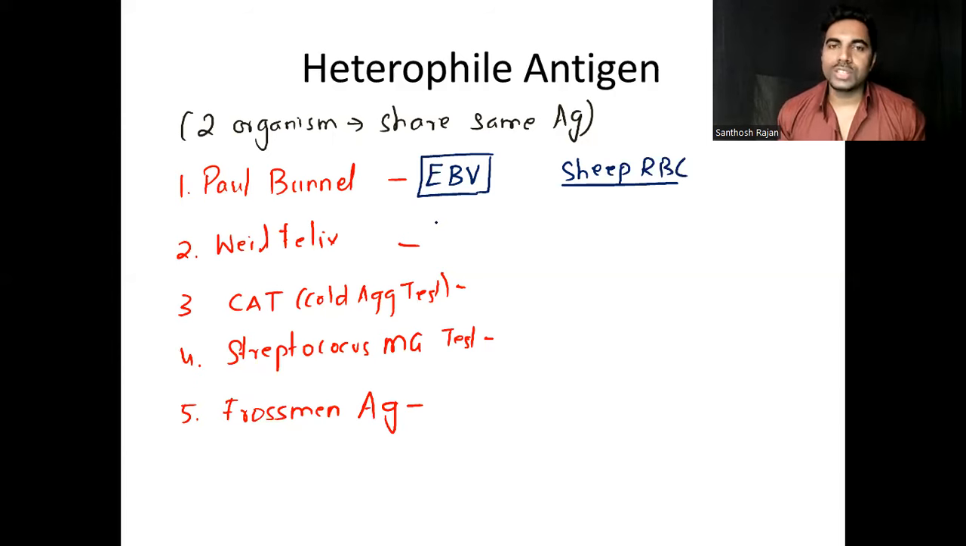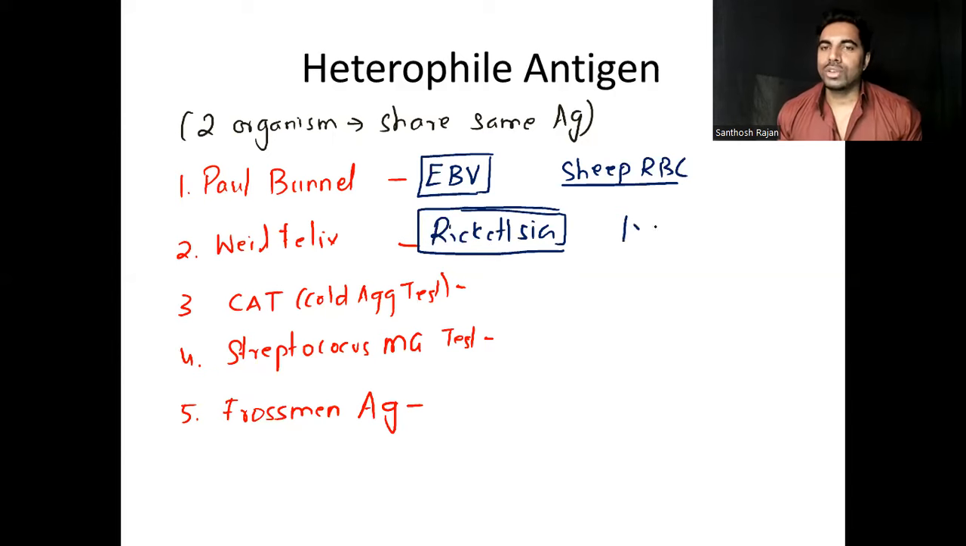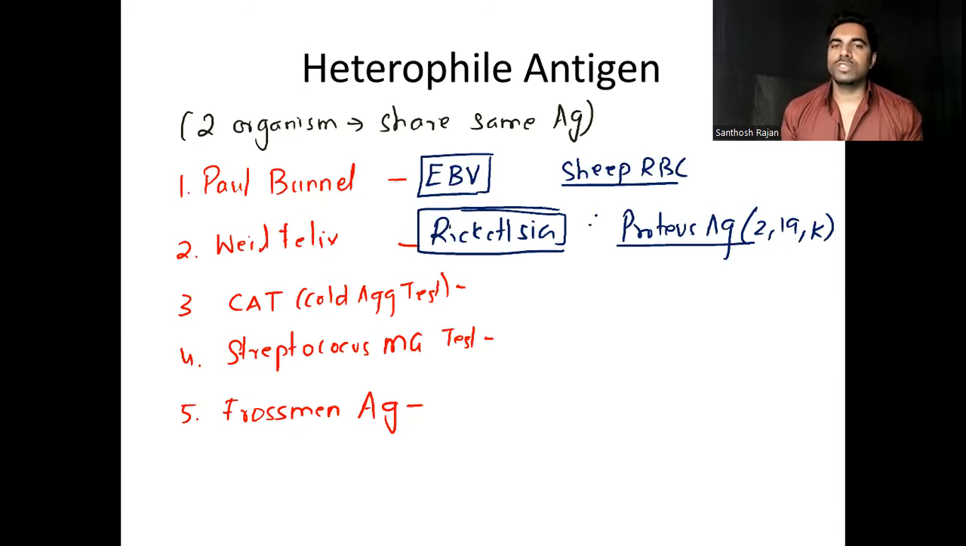Weil-Felix is a standard. This is for Rickettsia. And diagnosing the Rickettsia, what are we using? We are using the Proteus antigen. Again, we have classification. We use three, one specially. We are using the OX2, OX19 and OXK antigens. Okay, that which one differentiation, we'll do it later.